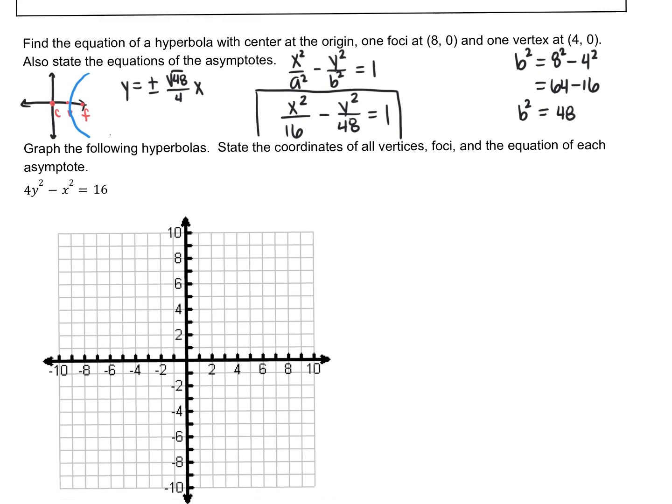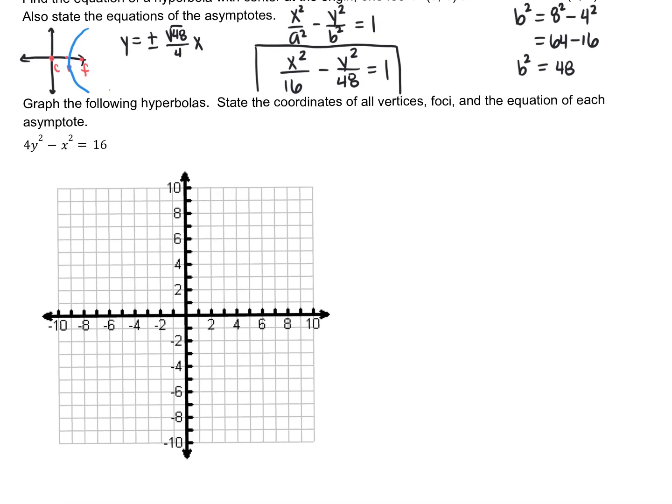So for our second example, we have 4y squared minus x squared equals 16. So just like an ellipse, a hyperbola has to be equal to 1. So my first step here is going to be to divide everything by 16. So 4y squared over 16 becomes y squared over 4 minus, and then x squared over 16 is still x squared over 16 equals 1.